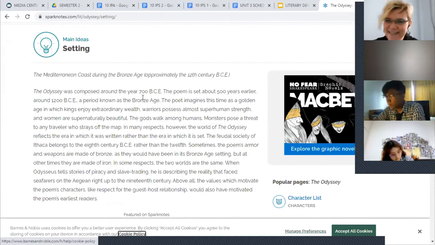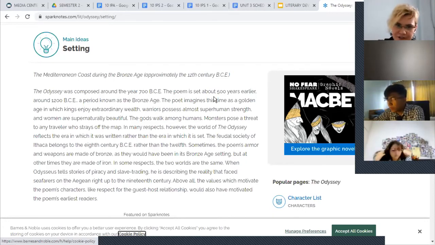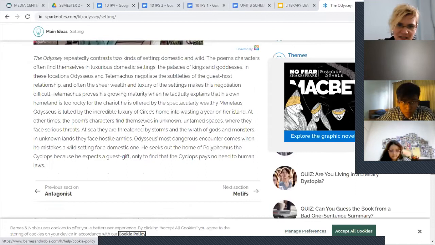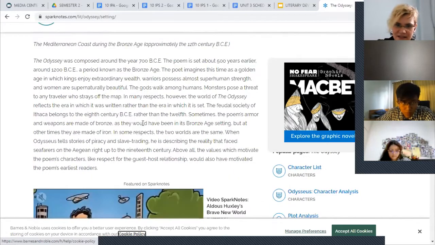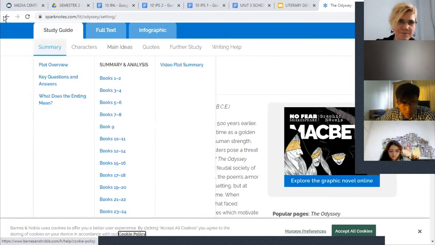That is very old, the year 700. Yeah, and the poem is set 500 years earlier. So it was made around that time, but the time period is amazing. You could look it up to see what the setting is like, and go into it more to figure that out.